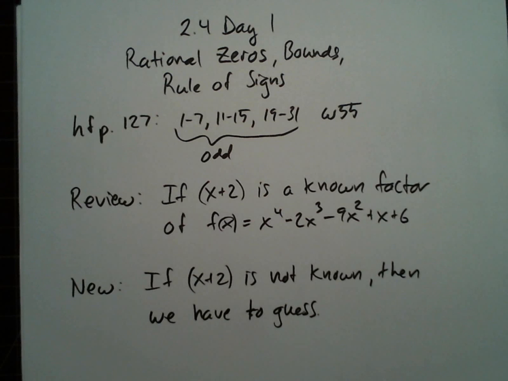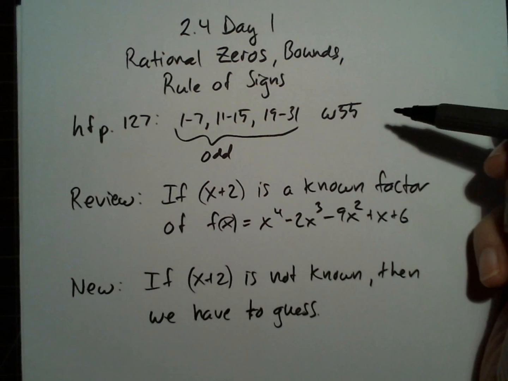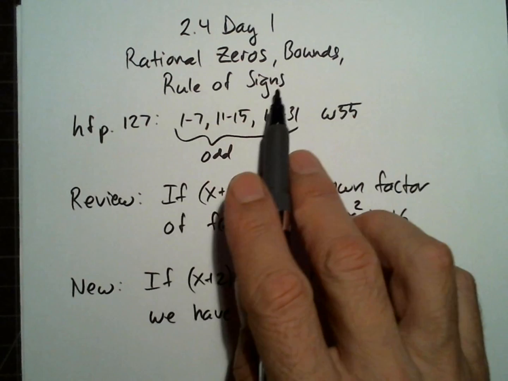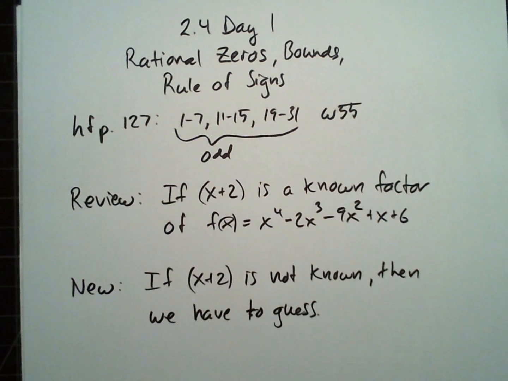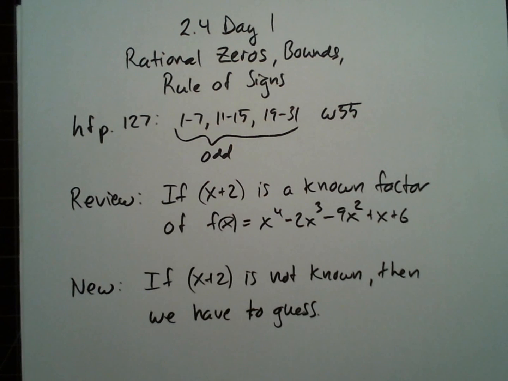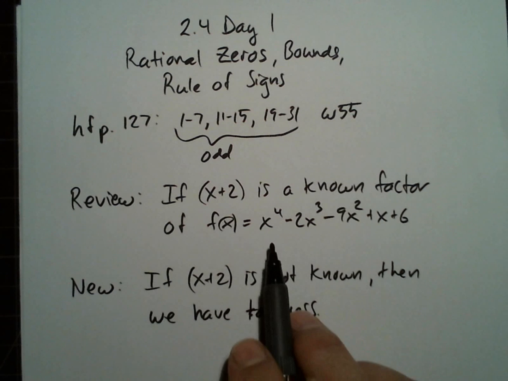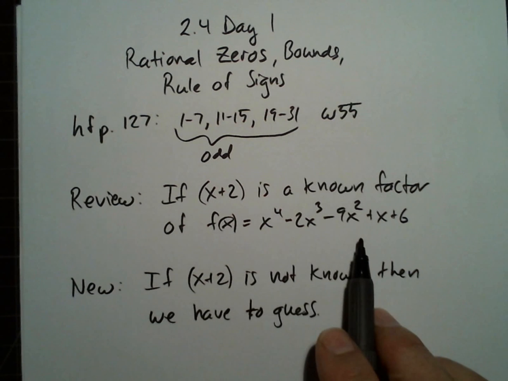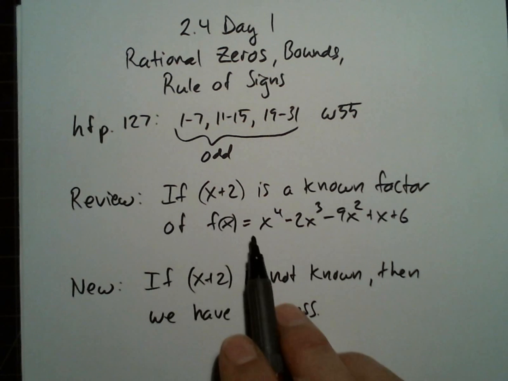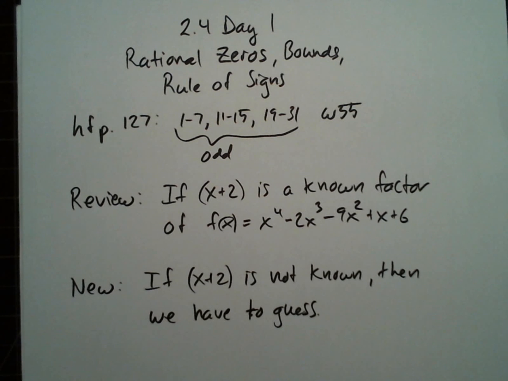We don't know where to start, we don't know what number to guess, so we want to look for ways to narrow down our choices so that we don't have to try too many guesses. And that's what these are looking at. They are methods to narrow down the guesses that we have to make. If we want to factor this and we're trying to do synthetic division, we just have to guess and try whatever number we think of. We want to narrow down our choices. So here's one way to do that.